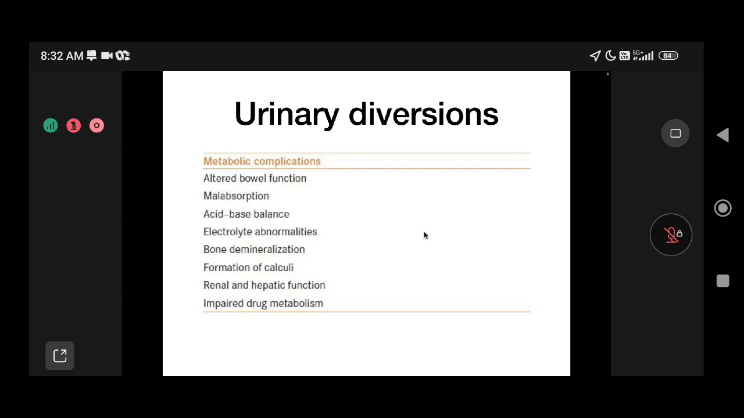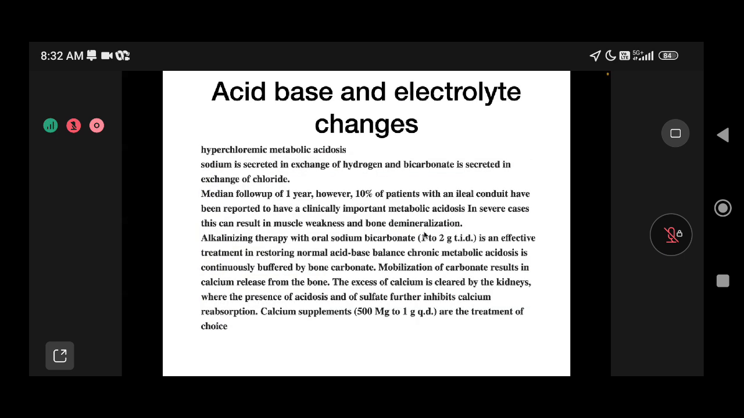So coming to urinary diversions, metabolic complications can happen: altered bowel function, malabsorption, acid-base balance and electrolyte abnormalities, bone demineralization. Patients who survive with the urinary diversion for a long time have formation of calculi, renal and hepatic function impairment, and drug metabolism changes. Coming to acid-base electrolyte changes, hyperchloremic metabolic acidosis is very, very common whenever we do an ileal diversion. Sodium is secreted in exchange for hydrogen, and there is bicarbonate loss. That's why acidosis and hyperchloremia can happen, as chloride exchanges with the sodium.